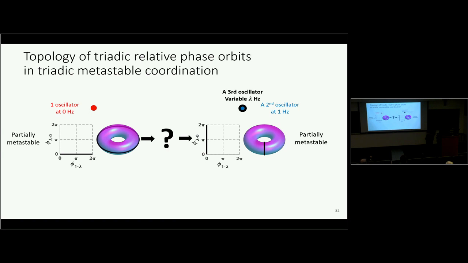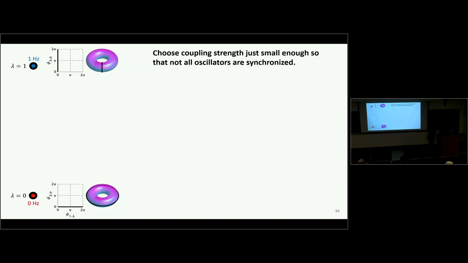What was puzzling to me is that you cannot actually deform this loop continuously into this one because they are topologically non-equivalent. So the question is, how can two topologically distinct loops change into each other under a continuous change of the parameter lambda, the natural frequency of the third oscillator?